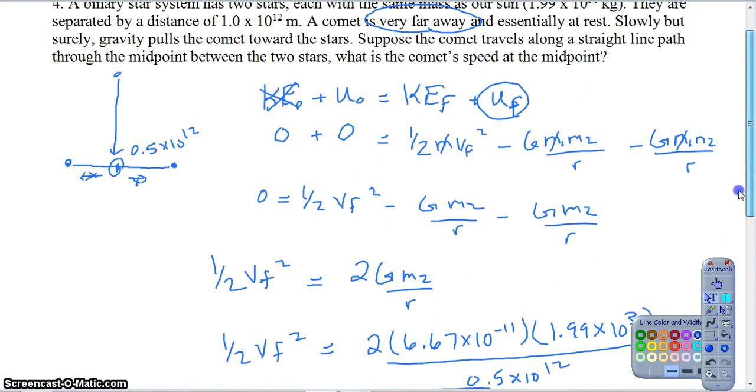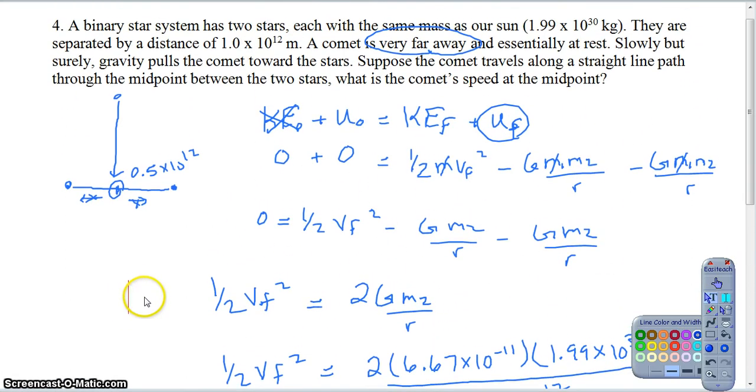So again, the key on this question is making sure you're comfortable with the fact that it starts infinitely far away, so it starts with 0 joules of total energy. As it gets closer, it is, however, losing potential energy because it's becoming more negative potential energy. And if it's losing potential energy, that energy has to go somewhere, and that's going to kinetic energy, which it's then gaining. And so that helps me find the velocity.